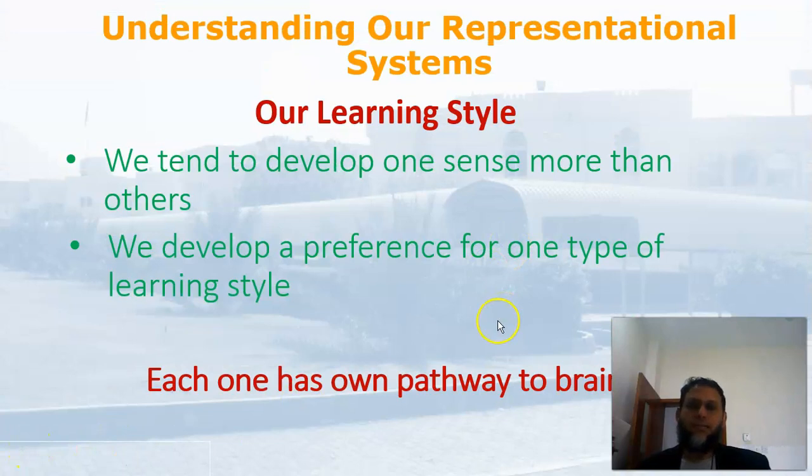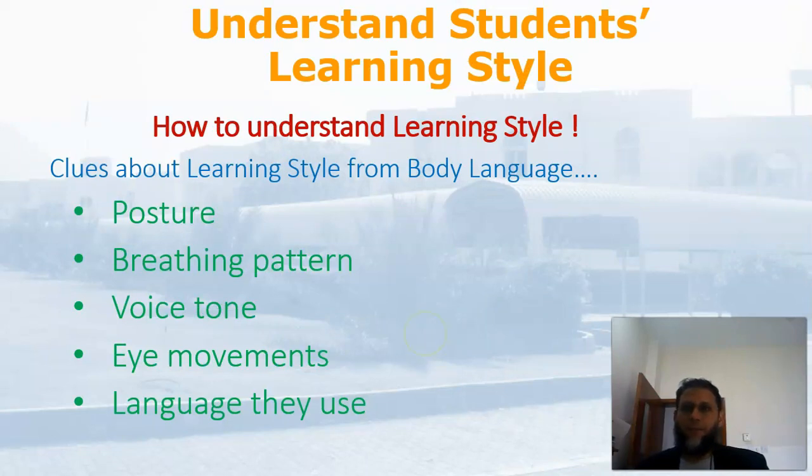So there is a need to understand the learning style of your student, because each one has a different learning style, which is a pathway for the brain. In this way, we have to understand their learning style from the body language. Through the body language, we can understand their learning style: the posture, how they sit, how they look. From that you can understand their learning style. Later we'll explain what the postures are and what learning style they indicate. Then breathing pattern is another way to understand their learning style. The voice tone of the student, the eye movement of the student, and the language they use. All this will be the clue for you to know their learning style.